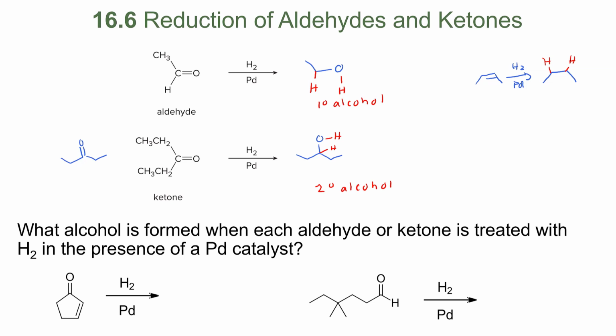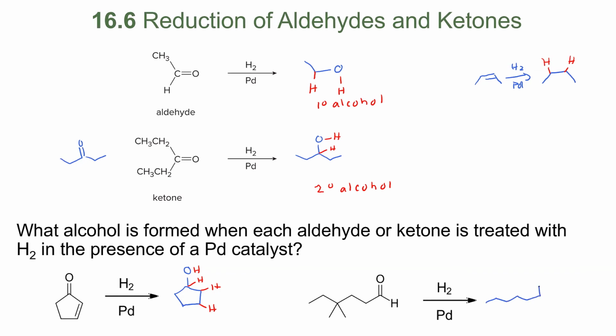Okay, so what alcohol is formed when each of these is reacted with H2? So I just told you that using an alkene with H2 palladium is going to result in adding H's across that. So we're going to do H's across the carbonyl. We're going to add H's across the carbonyl and also the alkene. And then with the aldehyde, my carbon skeleton is the same. There was an H here before, and I'm going to add a couple more.